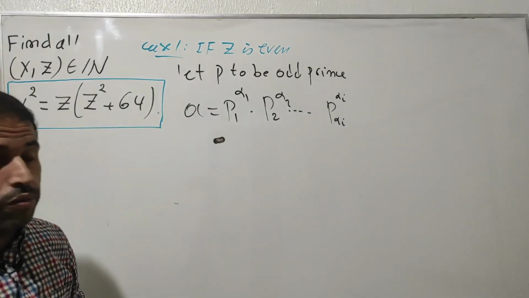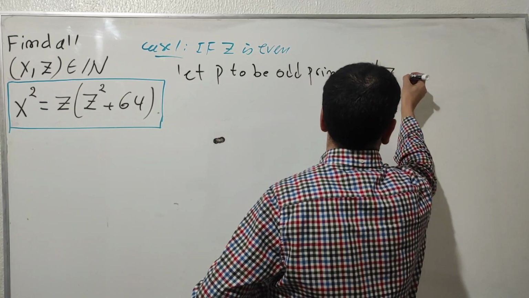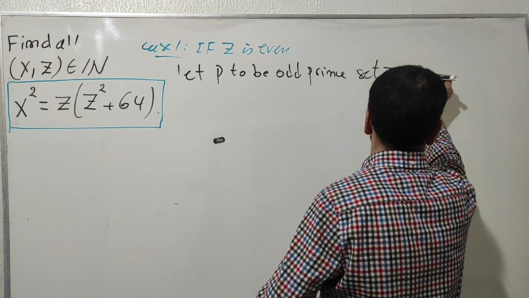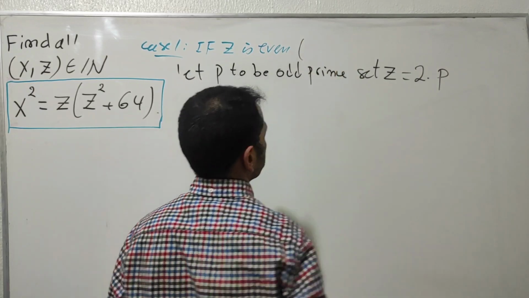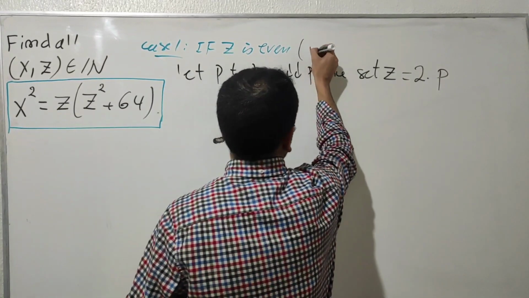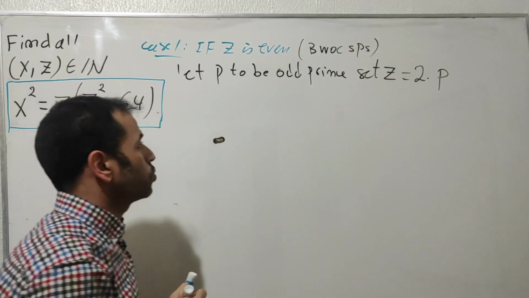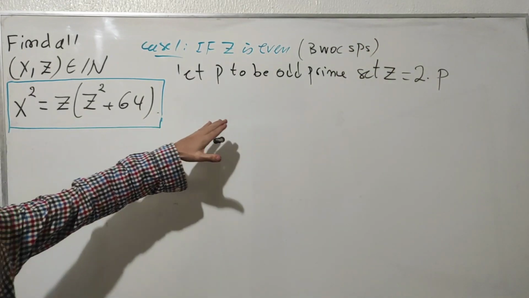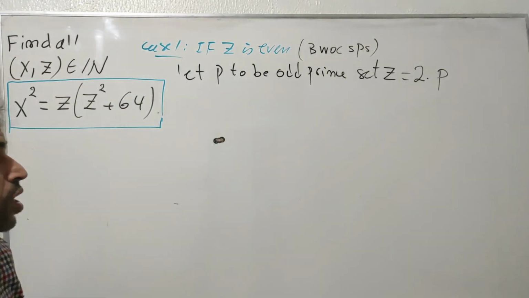Now let's go through this one. Let's set z equals 2 to the n multiplied by p, okay? So this one, let's do it by way of contradiction. By way of contradiction, suppose, so I'm going to assume this one is true and we build our proof based on this information that we have here, okay?